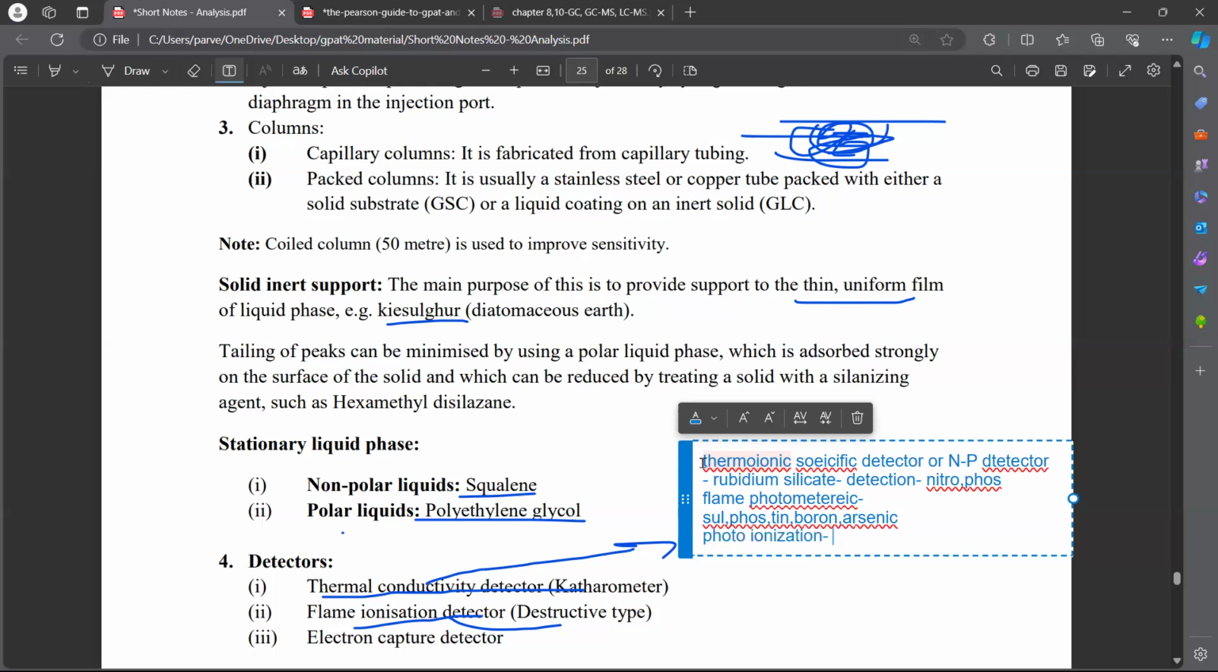and it is used for the detection of... The photoionization detector is used for the detection of basically the aliphatic compounds, aromatics, ketones, amines, esters, aldehydes, etc. These are all of the compounds which are detected by the photoionization detector.